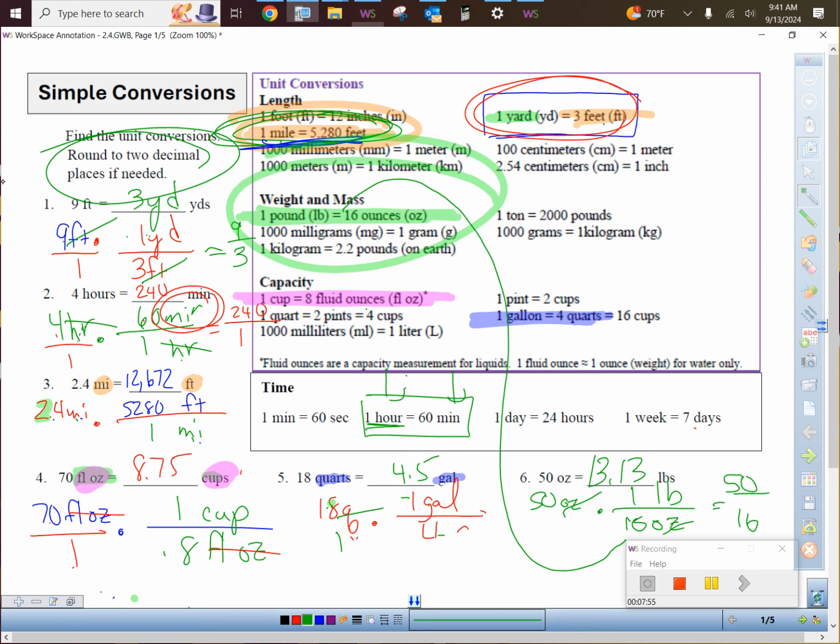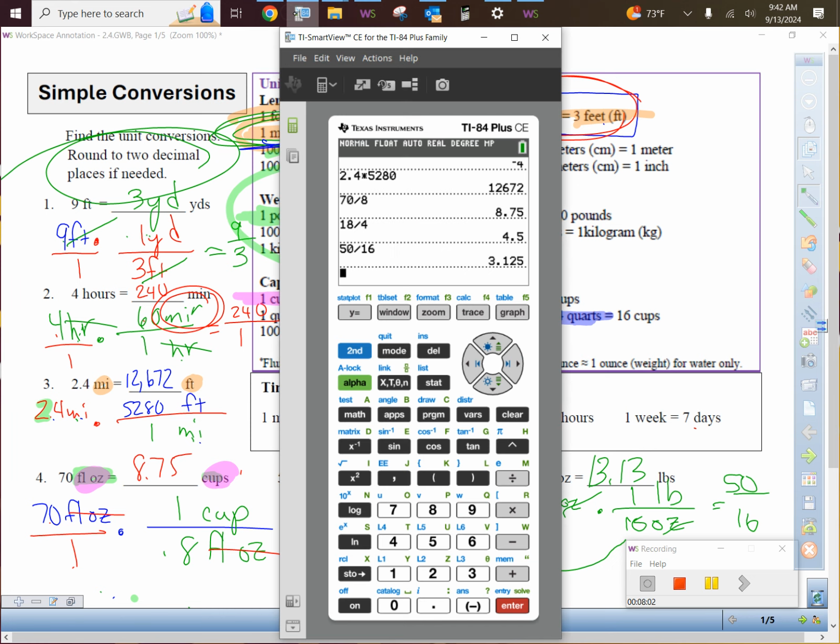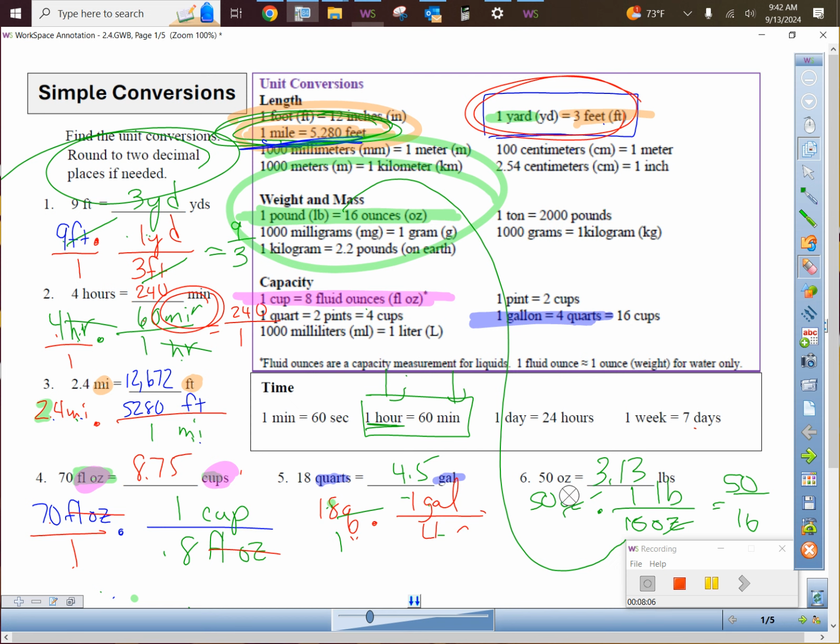Kind of weird. Was that the right number? Sorry. 3.13. It's my fault. I said 13.13. I was like, I don't think that sounded right. 3.13. Cool? Hey, I make mistakes just like everybody else. Thank you for correcting me. All good? Those are just what I call simple conversions.